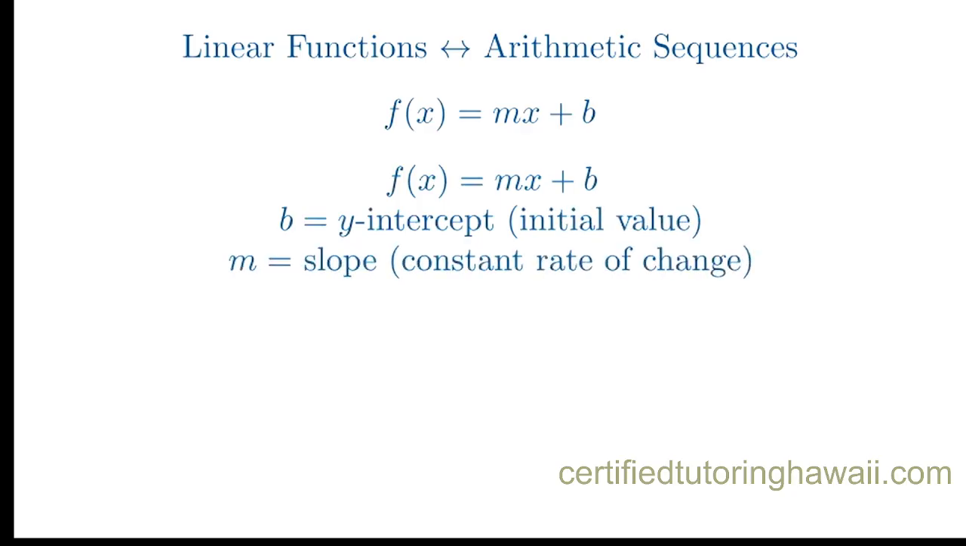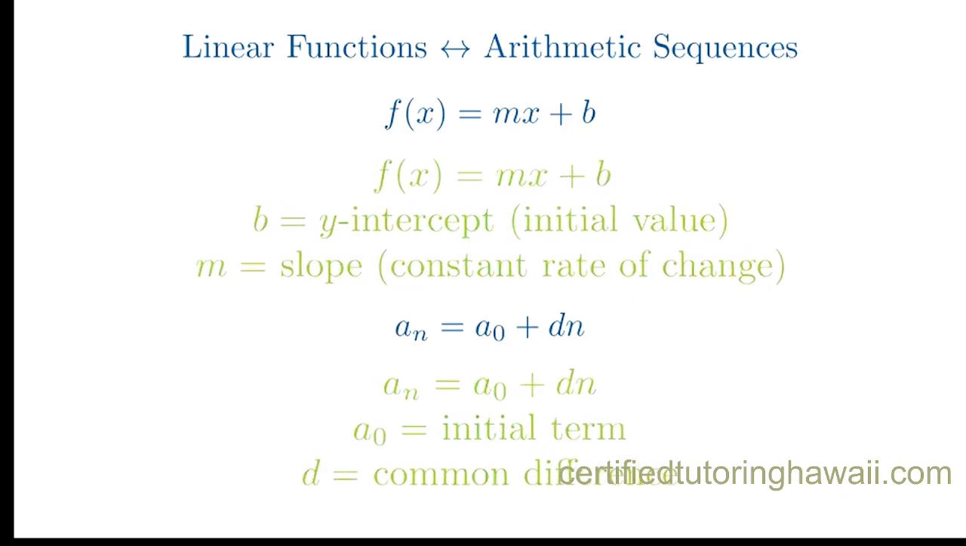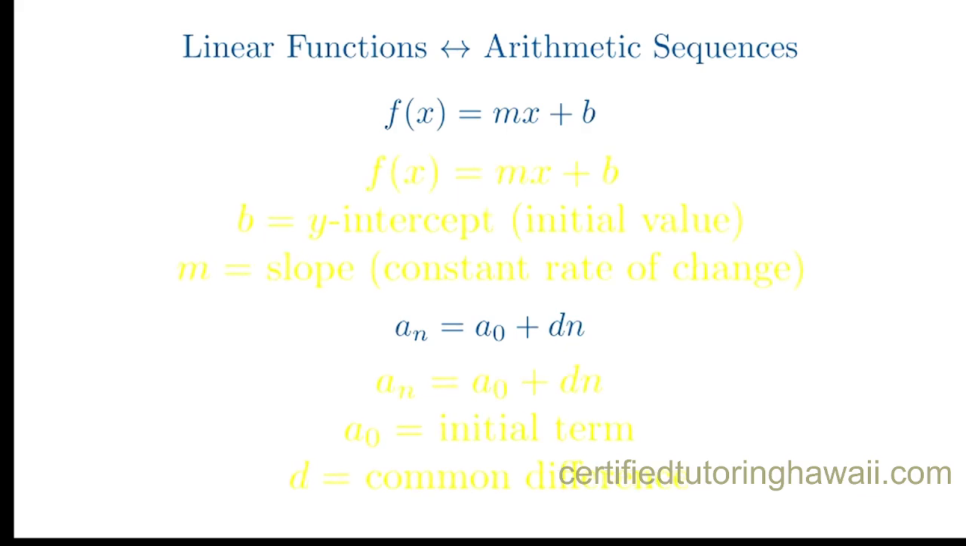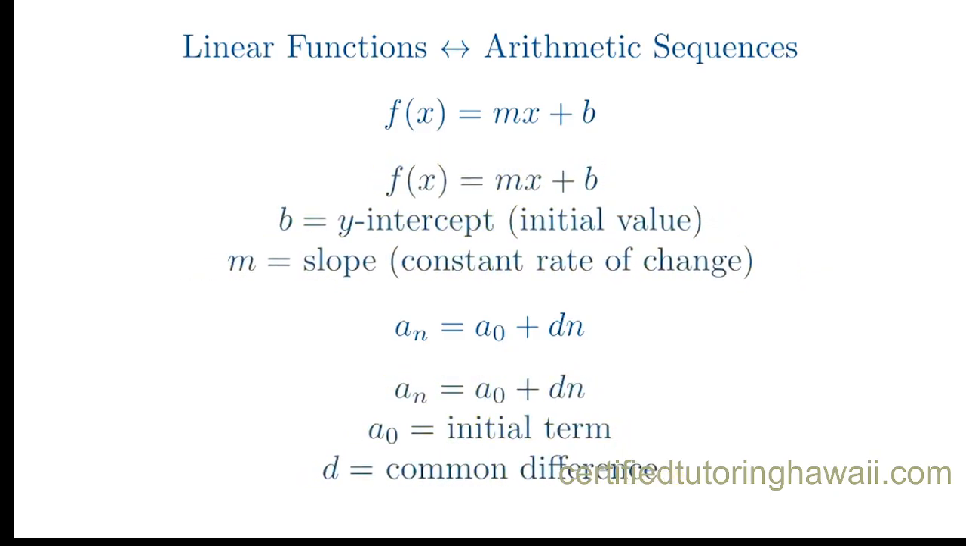Now, let's look at an arithmetic sequence. Its formula for the nth term is very similar. It's a sub n equals a sub 0 plus dn. Here, a sub 0 is the initial term, and d is the common difference, the constant value added to get the next term. Do you see the resemblance? In essence, the slope in a linear function is analogous to the common difference d in an arithmetic sequence. They both describe the constant amount added or subtracted at each step.